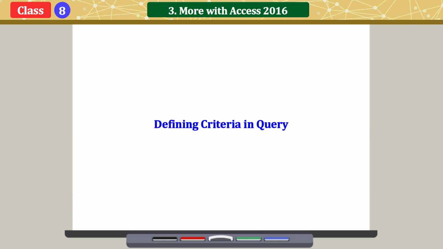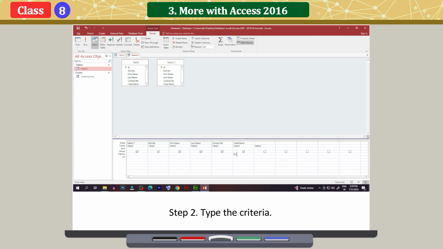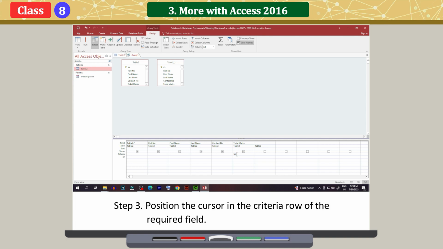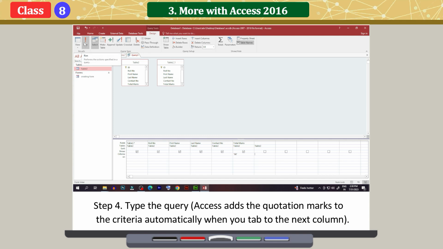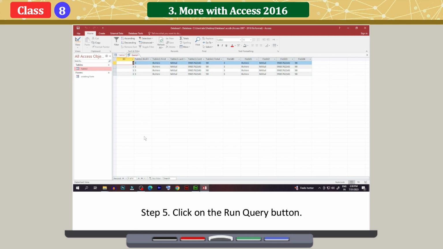Defining criteria in a query. Position the cursor in the criteria row in the field to define criteria. Type the criteria. Access adds the quotation marks to the criteria automatically when you tab to the next column. Click on the Run Query button. Saving the query. Click on the Save icon. Enter a name for the query. Click on the OK button.